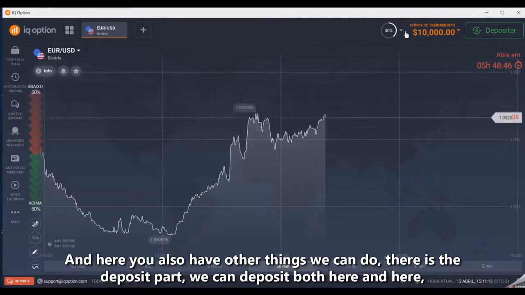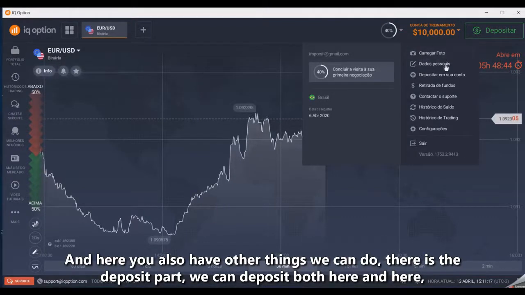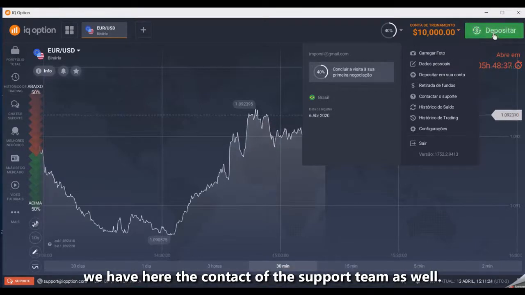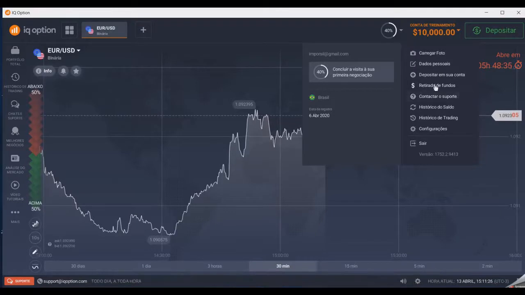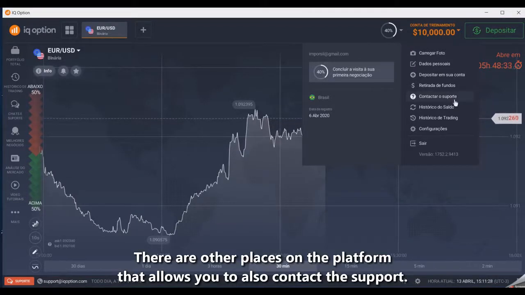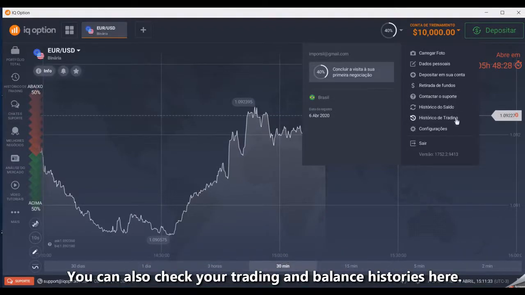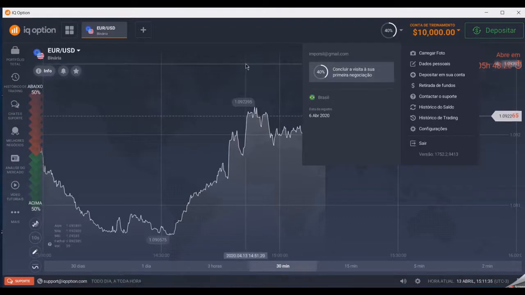And here you also have other things that we can do. For example, this is the deposit part. We can deposit both here and here. We have here the contact of the support team as well. And there are other places on the platform that allow you to contact the support team. You can also check your trading and balance histories here.